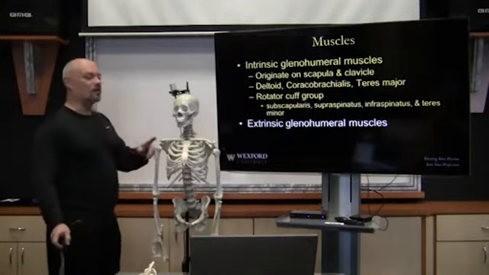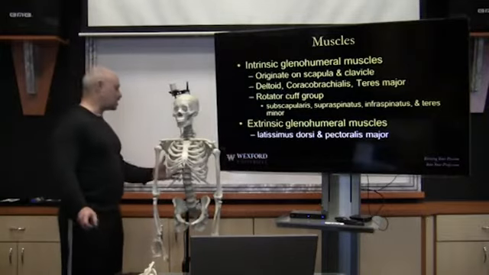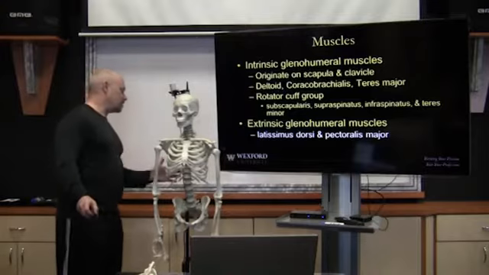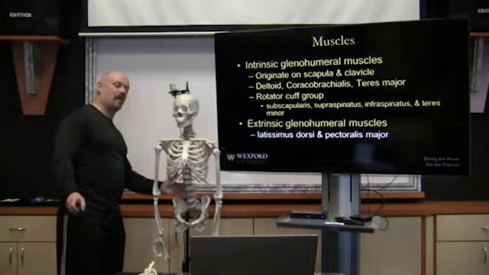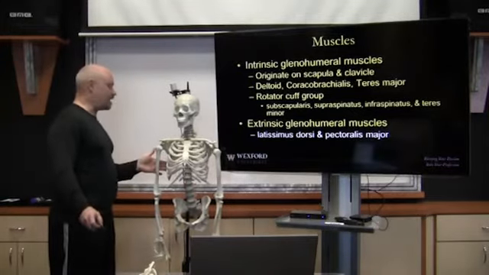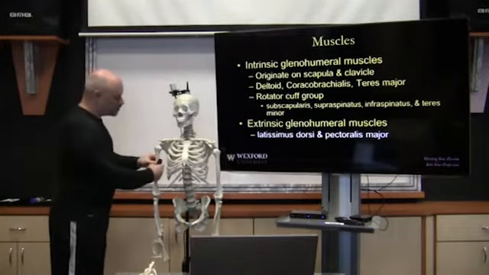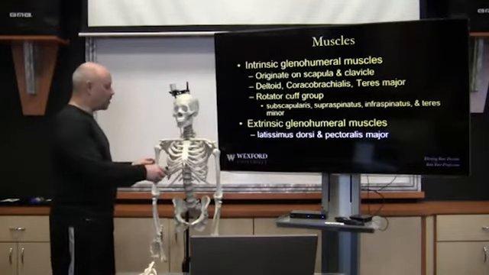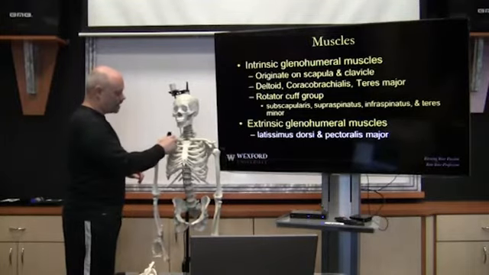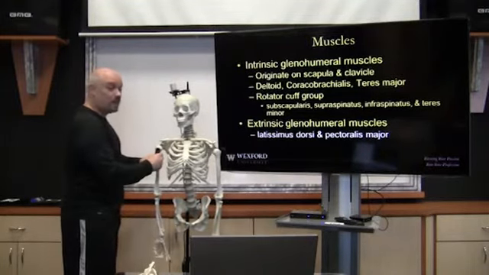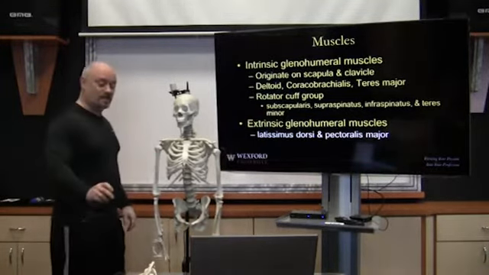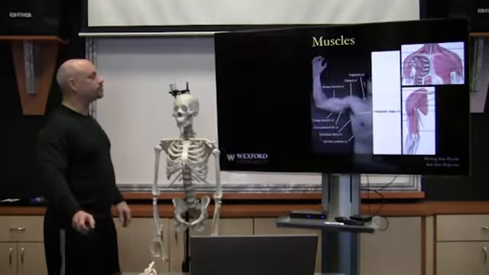The extrinsic glenohumeral muscles are the latissimus dorsi, because it attaches on the vertebral column and the pelvis, wraps around the rib cage, and attaches to the intertubercular sulcus on the arm. The pec major attaches to the sternum and the clavicle, and inserts right above, or anteriorly to, the latissimus dorsi muscle and the teres major.